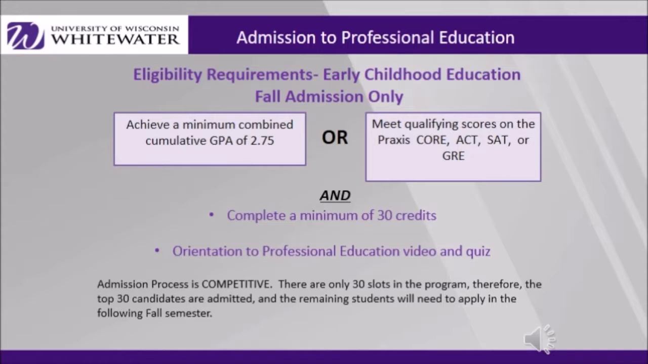Early childhood education majors have different admission requirements than other teacher licensure programs in our college. Students must achieve a minimum combined cumulative GPA of 2.75 or have qualifying scores on the ACT, SAT, GRE, or Praxis Core tests. Students must have completed 30 credits and complete this presentation and quiz associated in order to qualify for admission. The admission process in the early childhood education major is competitive. There are only 30 spaces in this program, and the program only admits in the fall semester.